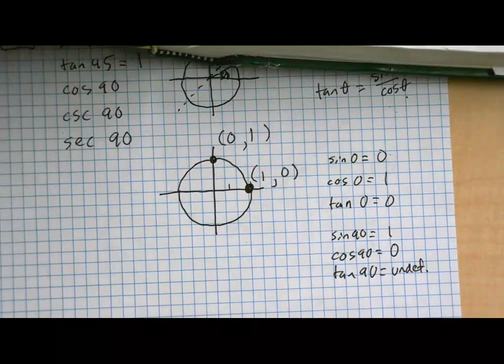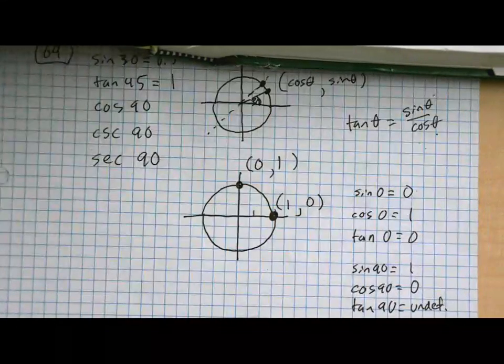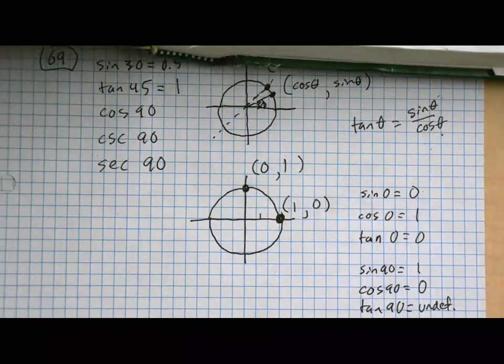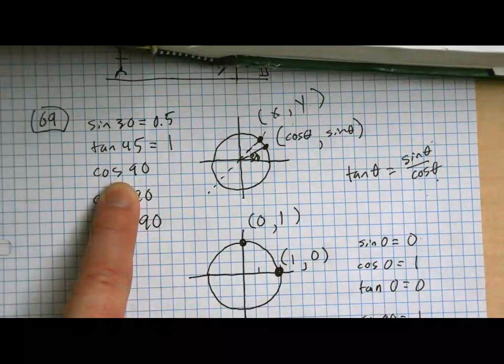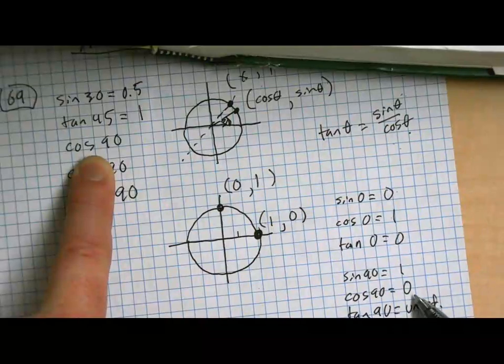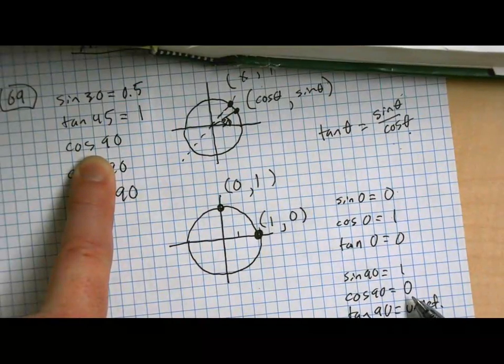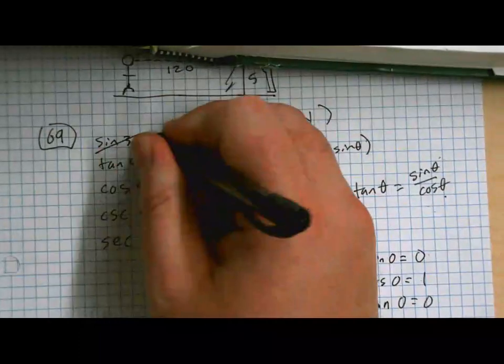All right, before we go, I'm going to do the other two important points here, but let's go back to problem 69 here. Is the cosine of 90 defined? Yeah, it's totally defined. It's 0. We just found that it's equal to 0, so that's not it. So we've eliminated our top 3.